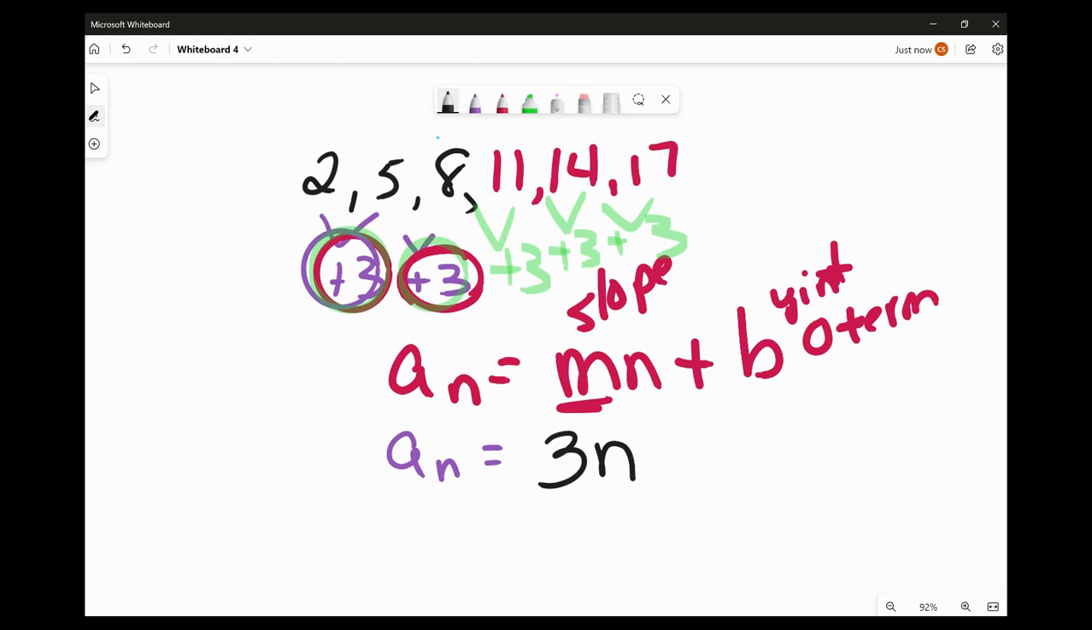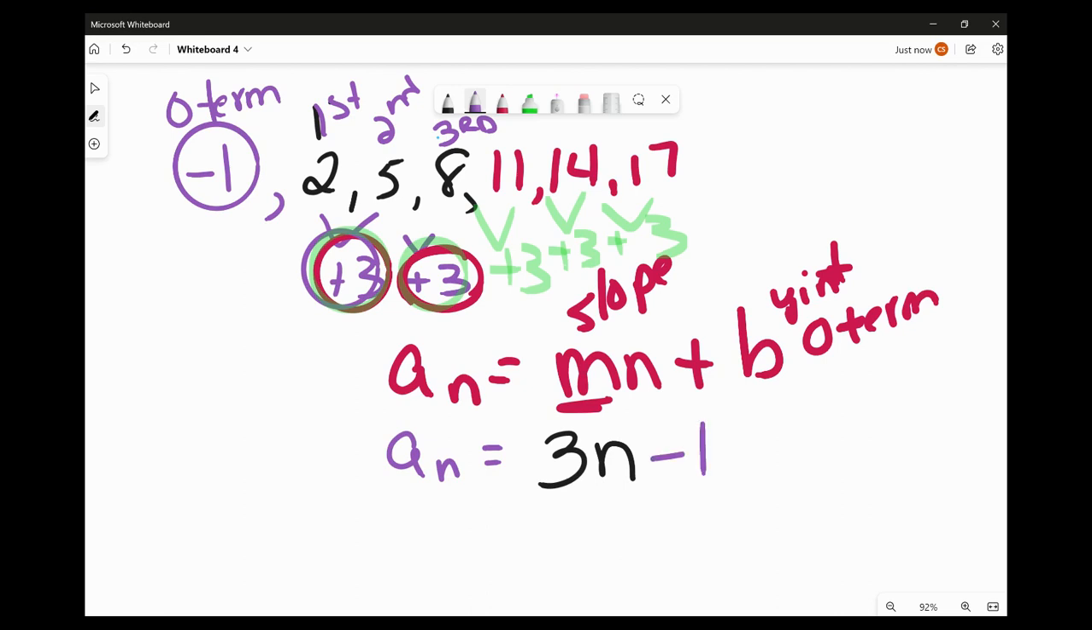Then we have to find the 0 term. In slope-intercept form, we usually call that the y-intercept, but the 0 term is, let's take a look, this one's going to be the first term. First term, second term, third term. So to find the 0 term, you always just go back one term. From 2, instead of adding 3, I'd subtract 3, and I'd find this term right here. This is my 0 term, or what I'm going to call the y-intercept. I'm just going to plug in -1. And that's how we would do a sequence.